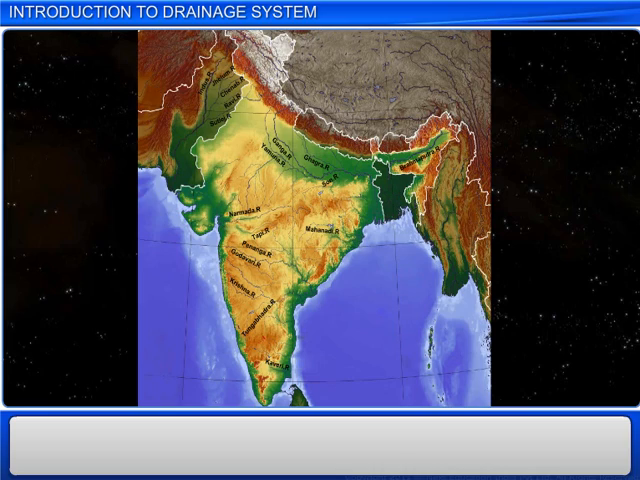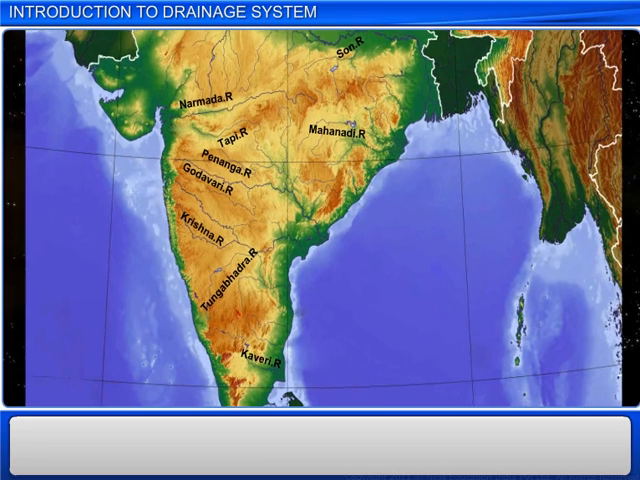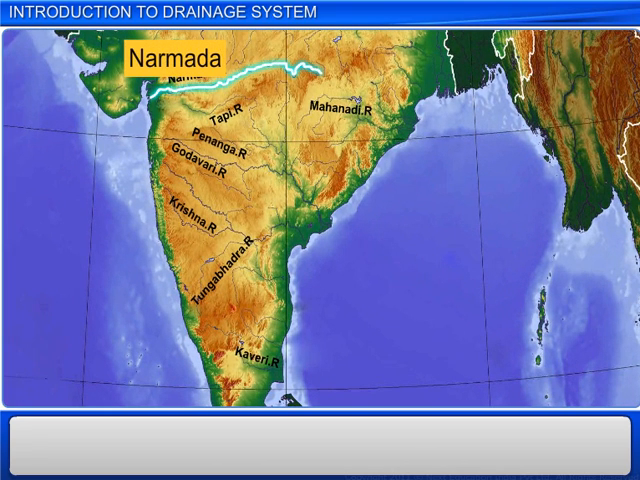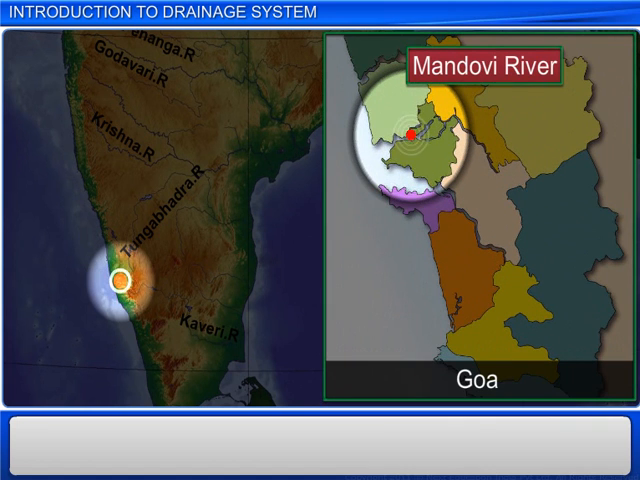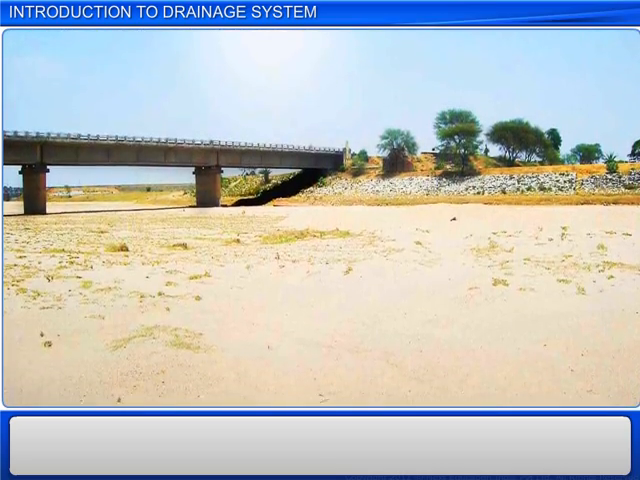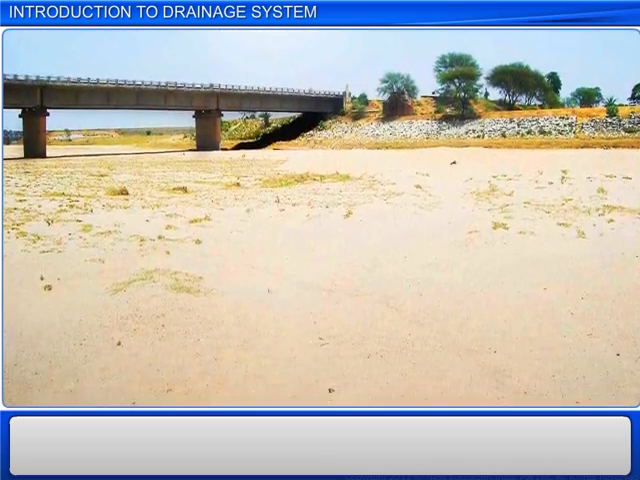On the other hand, peninsular rivers originate in the central highlands of the peninsula and depend solely on the rains, and therefore are seasonal. For example, the Govali, which flows into the Mandovi River in Goa, runs dry during the summer, during the dry seasons.